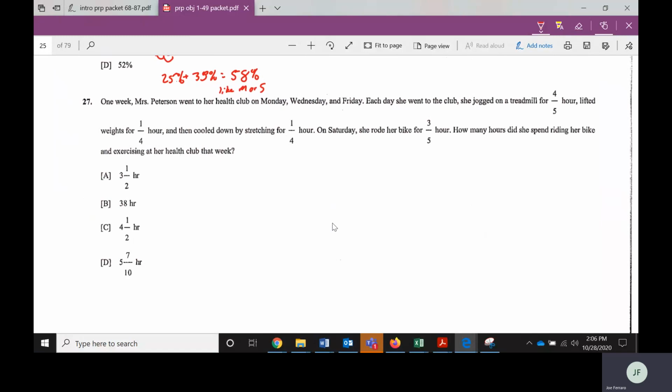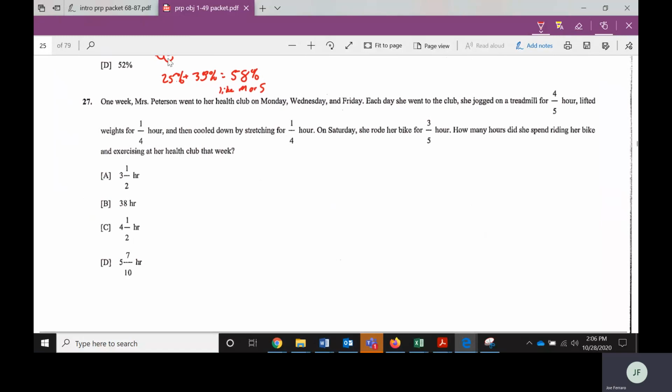One week, she went to her health club on Monday, Wednesday, and Friday. Each day she went to the health club, she jogged on the treadmill for 4/5 of an hour, lifted weights for 1/4 of an hour, and then cooled down by stretching for 1/4 of an hour. On Saturday, she rode her bike for 3/5 of an hour. How many hours did she spend riding her bike and exercising at her health club that week?